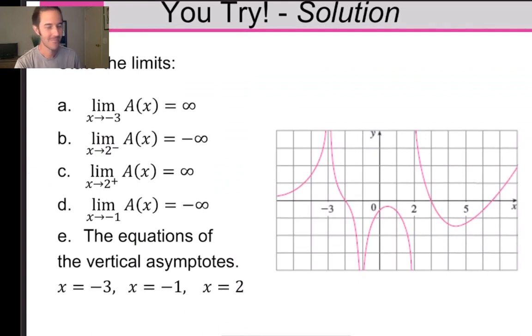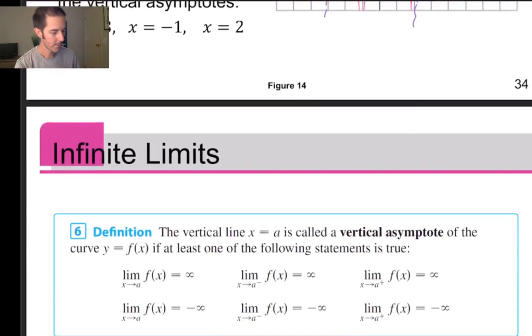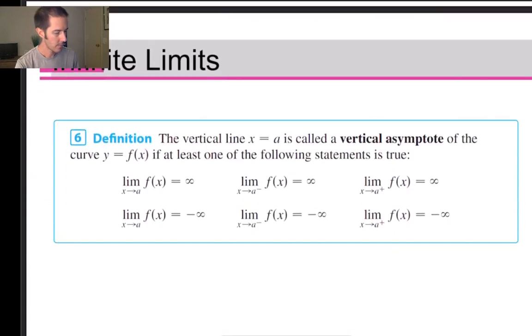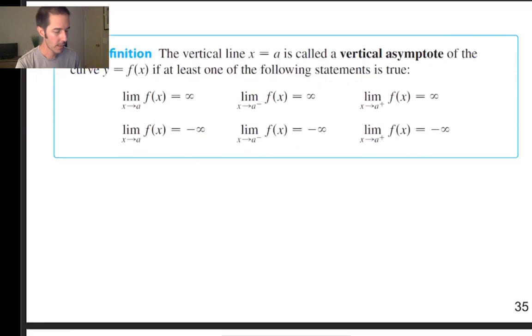There's all the answers. Oh, the equations of the vertical asymptotes. See, I told you they were asymptotes. x equals negative 3, x equals negative 1, and x equals positive 2. The equations of our asymptotes. Super. Definition: the vertical line x equals a is a vertical asymptote of the curve if at least one of the following statements is true. Yeah, I think that was pretty safe to assume, but you can read through those. It might just make your head hurt.